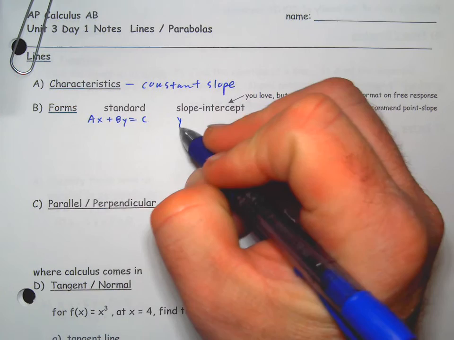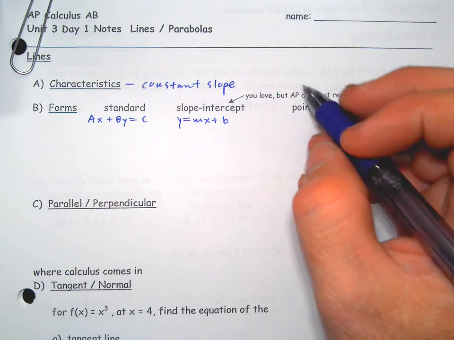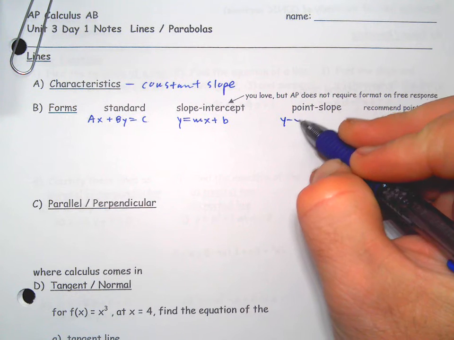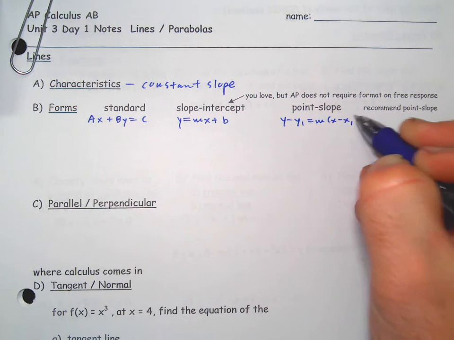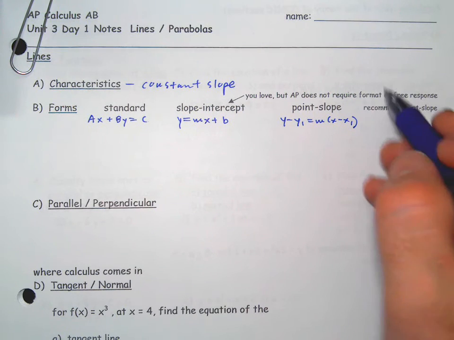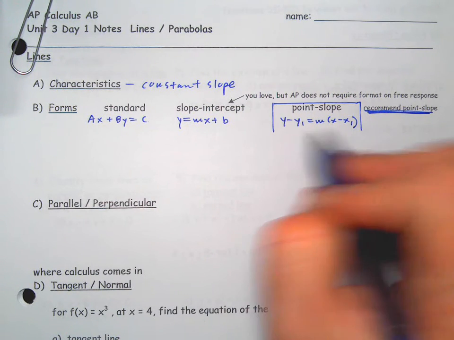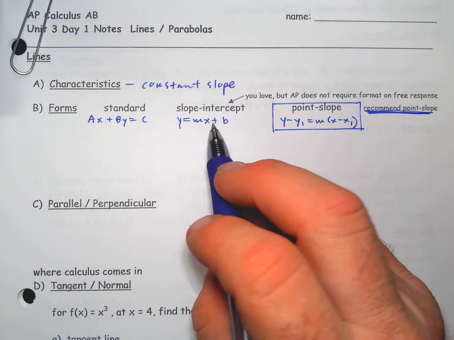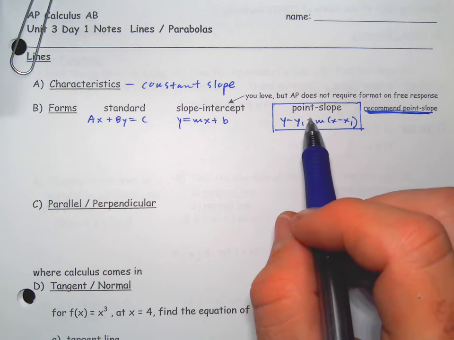Slope-intercept, y equals mx plus b, probably your most memorable form. And point slope, y minus y1 equals m times x minus x1. Now, I'm going to recommend point slope. That's going to be our favorite form. Sometimes we'll change the slope-intercept, but usually you'll have a point and a slope. This is the easiest one to get an equation from.